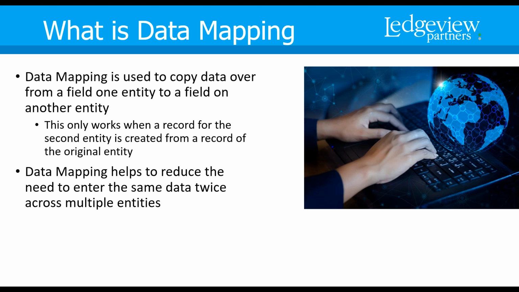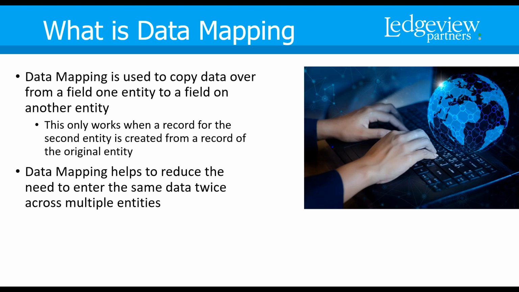So it copies data over from a field in one entity to a field on another entity. It only works when a record for the second entity is created from a record on the original entity. Meaning if I just go to the contact section and click create a new contact and create a brand new contact, it's not going to know to pull that information over. I literally would need to go to Mike's Truck Stop, create a new contact, then it would pull the information over.